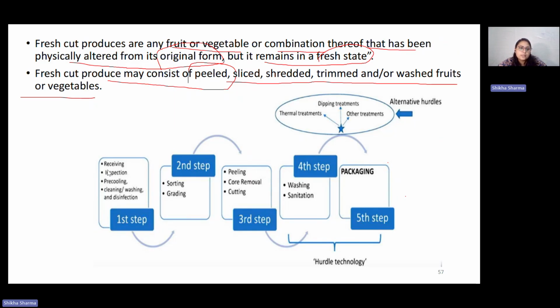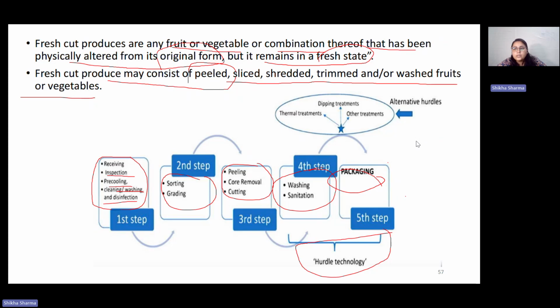So the first step in making these fresh cut produce is that we receive any fruit or vegetable, and we do the inspection, and the pre-cooling is done, and cleaning, washing and disinfection is done. After that, sorting and grading is done, and then peeling, core removal and cutting is done, then washing and sanitation is done, which is a kind of hurdle technology, and the packaging is another hurdle technology in this.